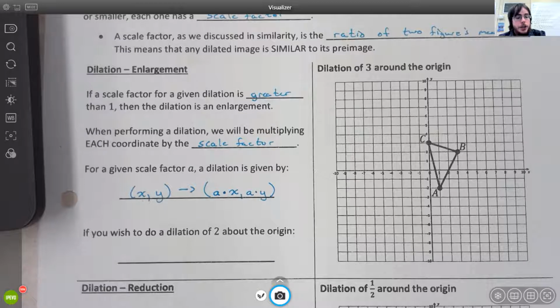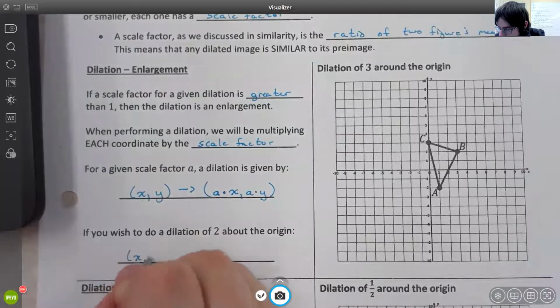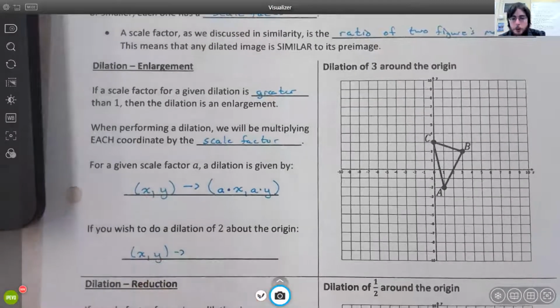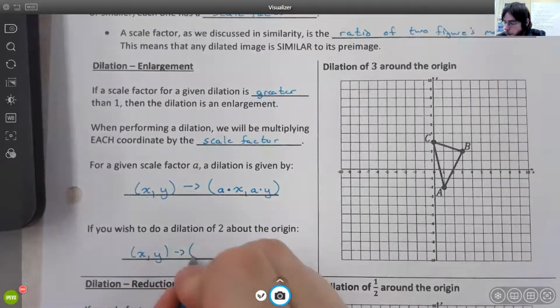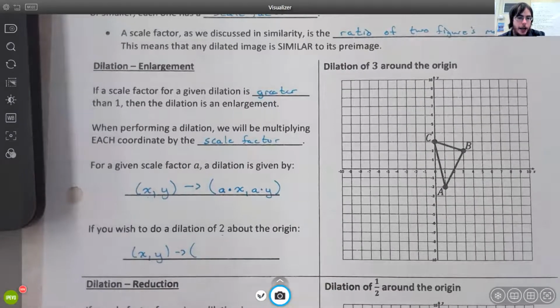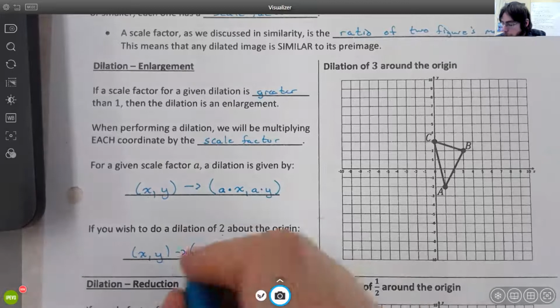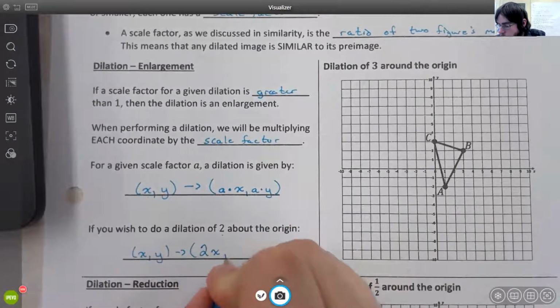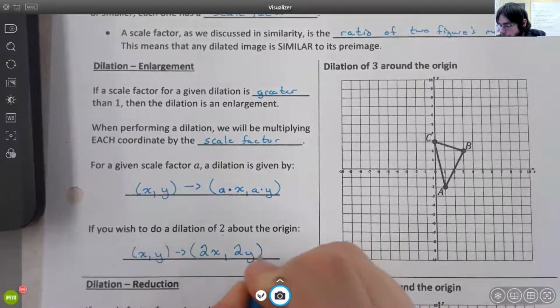So for instance, if you wish to do a dilation of 2 about the origin, then your mapping rule is (x, y) maps to (2x, 2y), because all you're doing is multiplying both x and y by 2.